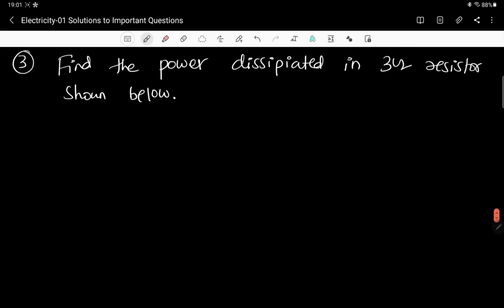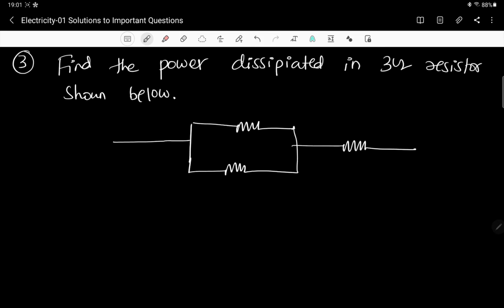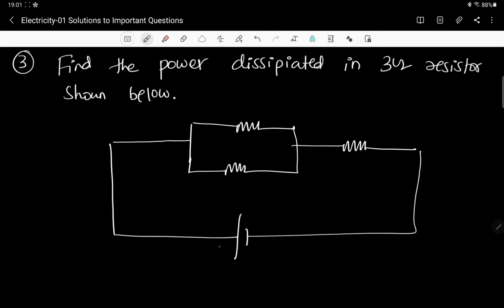Alright, there is a circuit given here. Now that circuit is like this. Now here is 2 ohm. There are 2 resistors like this, and there is one more resistor like this, and now this is connected to a battery of, let me take this as 20 volt. Here it is 2 ohm, and here also 2 ohm, 3 ohm. This is not 20 volt, I think it is 10 volt, because already I have sent these questions to you. Alright, so this is 10 volt.